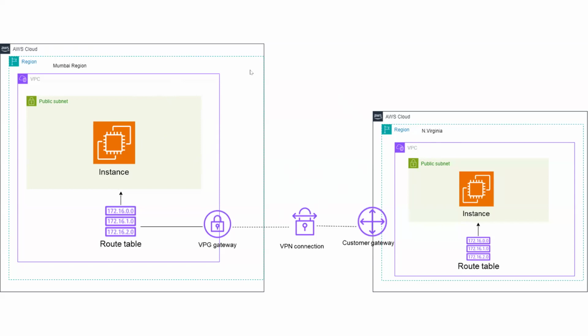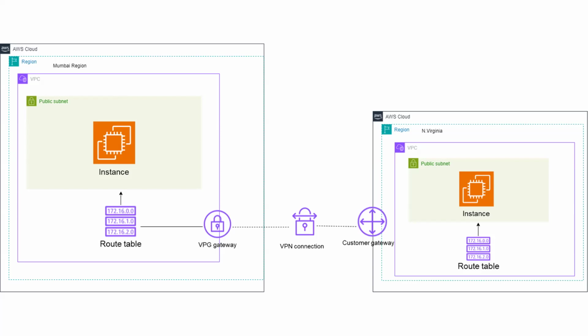Here you can find in this architecture, we have used components like VPC, public subnet, route table, VPG, VPN connection, and customer gateway, and also the same in the North Virginia region. So first is the VPC. We have created a VPC in the Mumbai region. A VPC is a logically isolated network segment within the AWS cloud. We can create a VPC with multiple subnets, like different buildings within an apartment complex, to organize our resources.